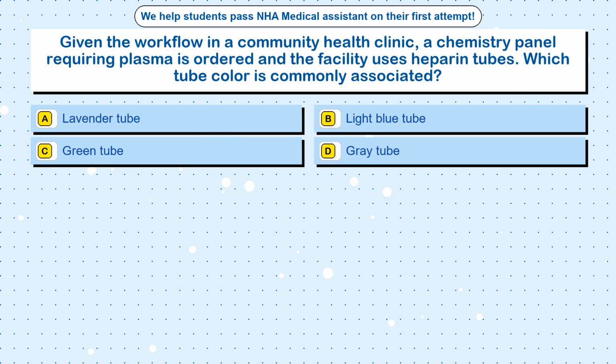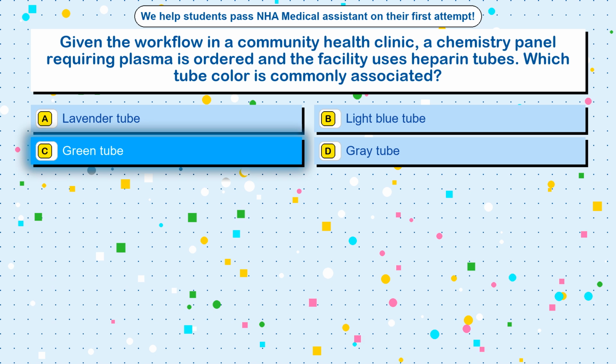Question 27. Given the workflow in a community health clinic, a chemistry panel requiring plasma is ordered and the facility uses heparin tubes. Which tube color is commonly associated? Option A. Lavender tube. Option B. Light blue tube. Option C. Green tube. Option D, gray tube. The correct answer is option C, green tube.